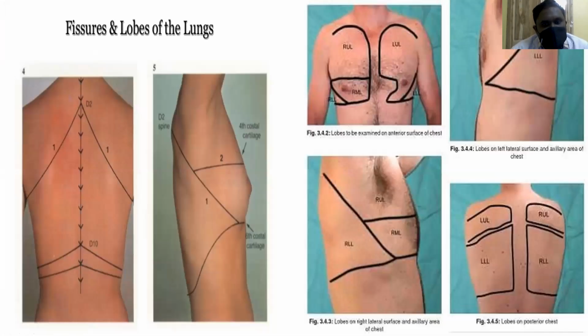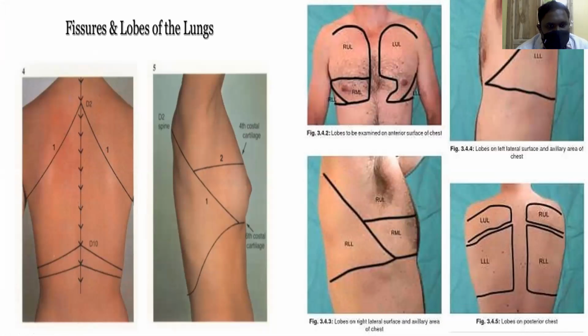Then this is the surface marking of fissures and lobes. If you see this diagram, from the T2 thoracic spine, along the medial border of the scapula, you will draw an oblique line. This line meets the sixth costal cartilage. From the fourth costal cartilage medially, near the sternoclavicular joint, you will draw a horizontal line meeting this line at the fifth costal cartilage, fifth intercostal space.